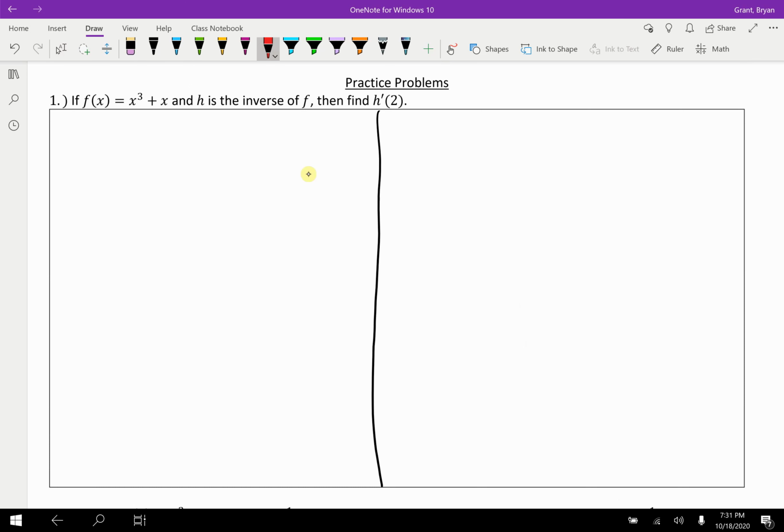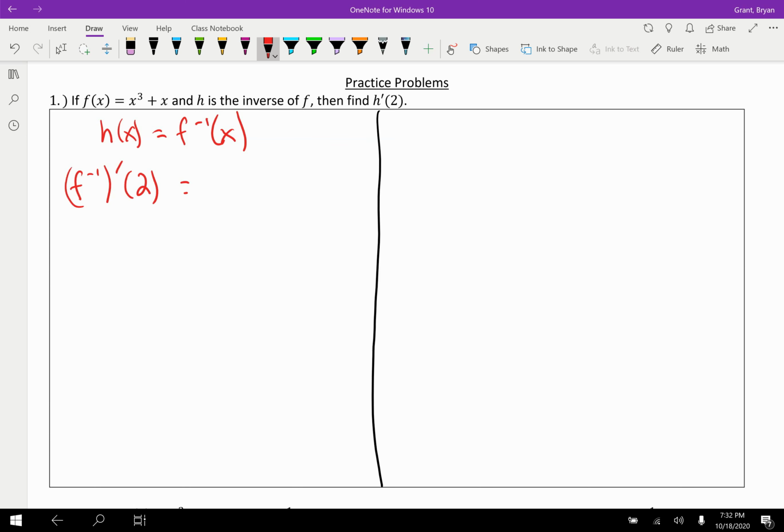Let's see, if f of x equals this and h is the inverse of f, then find h prime of 2. Well, first off, I kind of admire this because they're not using the inverse function notation that I don't like, but I think it makes it more apparent what's happening. So they told us that h is the inverse of f, so that's what they're telling us. So when they're trying to find h prime of 2, what they really mean is they're trying to find the derivative of the inverse at 2.